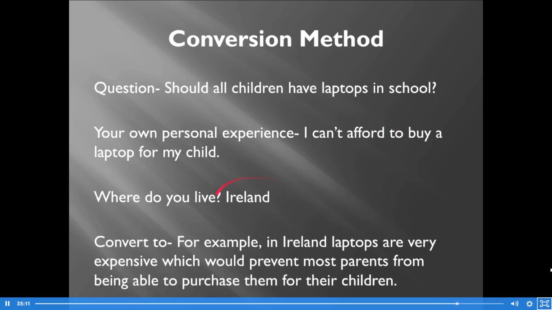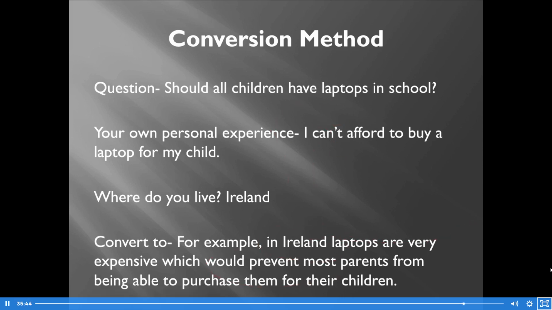So what I said to her was, what is it like living in Ireland? She said, it's very, very expensive. I said, okay, are laptops expensive? Yes, they are very, very expensive. They're like more than €1,000 for a decent laptop. Okay. Do most parents have €1,000 to spend on laptops? No. Okay. So let's convert this from you personally to generally parents living in Ireland.